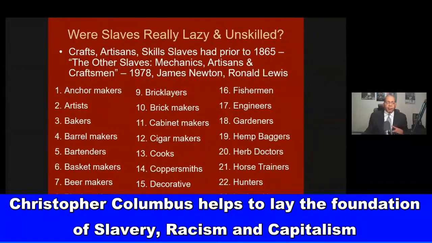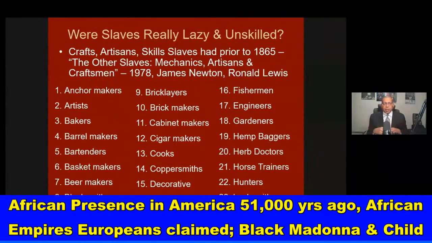Now, we know there are at least 262 skills, trades, and crafts that African people had in this country from 1619 to 1865. We were the anchor makers, artists, bakers, barrel makers, bartenders, basket makers. We dealt with decorative furnishing. We were jockeys, herb doctors, horse trainers, gardeners, brick makers, fishermen, engineers.